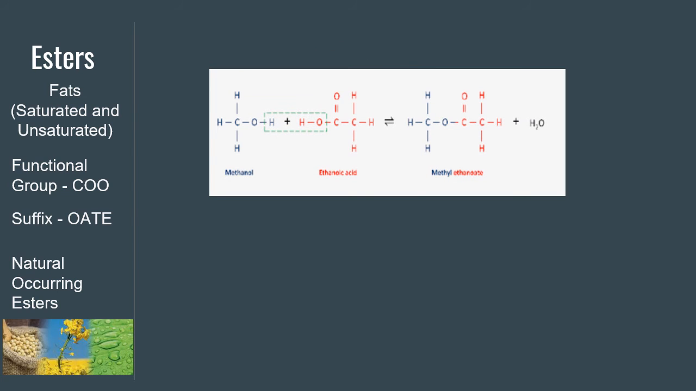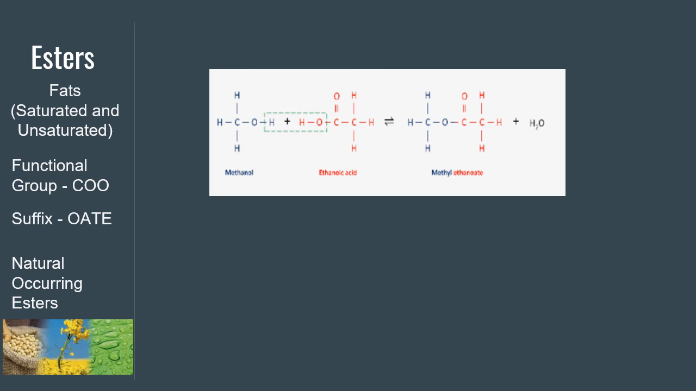Esters are formed by a condensation reaction between an alcohol, and a carboxylic acid. The reaction is known as esterification. In a condensation reaction, two molecules join to produce a larger molecule whilst eliminating a small molecule, H2O. Esters are fats. They're saturated, known as trans fats, and unsaturated, known as cis fats.